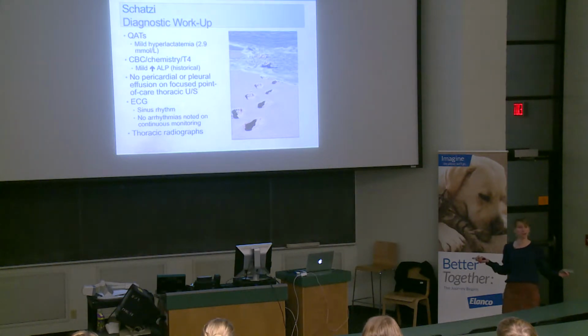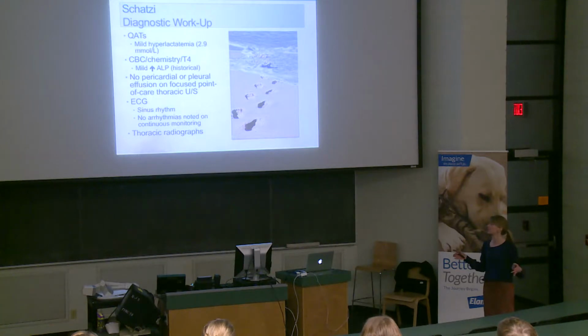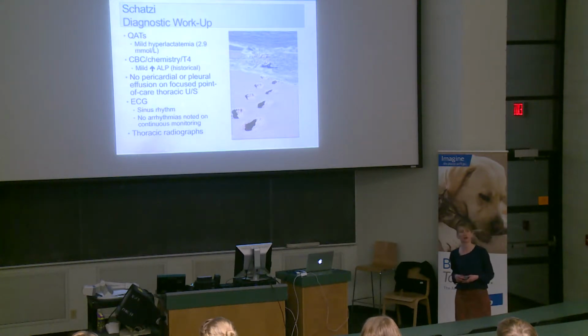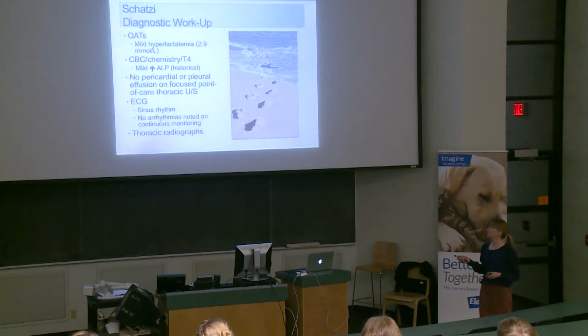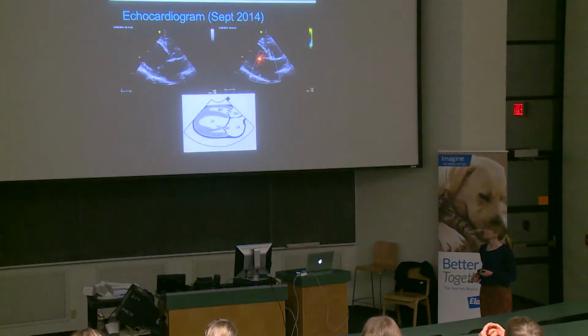Because of the history of collapse, we wanted to run an ECG on her, and she was in a normal sinus rhythm. And then we kept her on ECG during her hospitalization, and she actually had no arrhythmias noted on continuous monitoring for the duration of her stay. And of course, the most important being, what did her thoracic radiographs look like? Which I'm not going to show you.